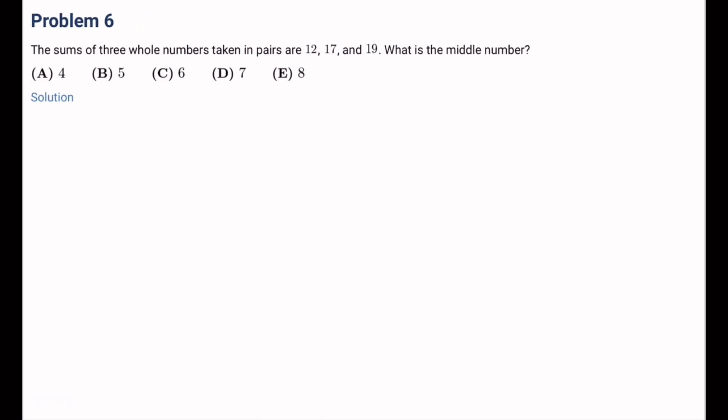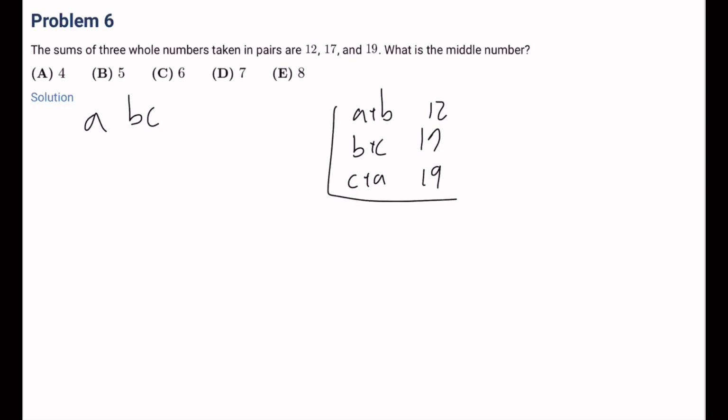Number 6. The sums of 3 whole numbers taken in pairs are 12, 17, and 19. What is the middle number? Okay, so if we say that our 3 numbers are A, B, and C, that means A plus B is 12, B plus C is 17, and C plus A is 19. The order doesn't really matter because it's all going to be the same thing.